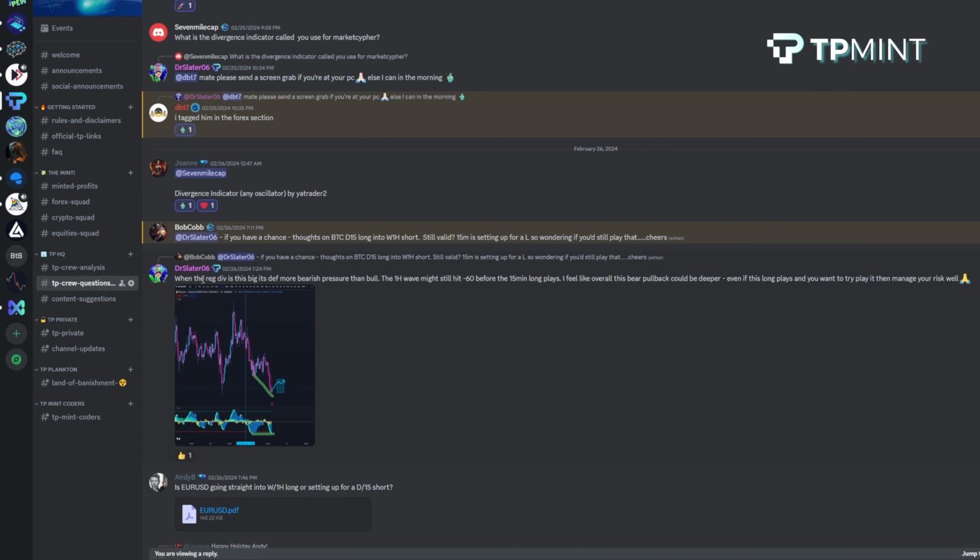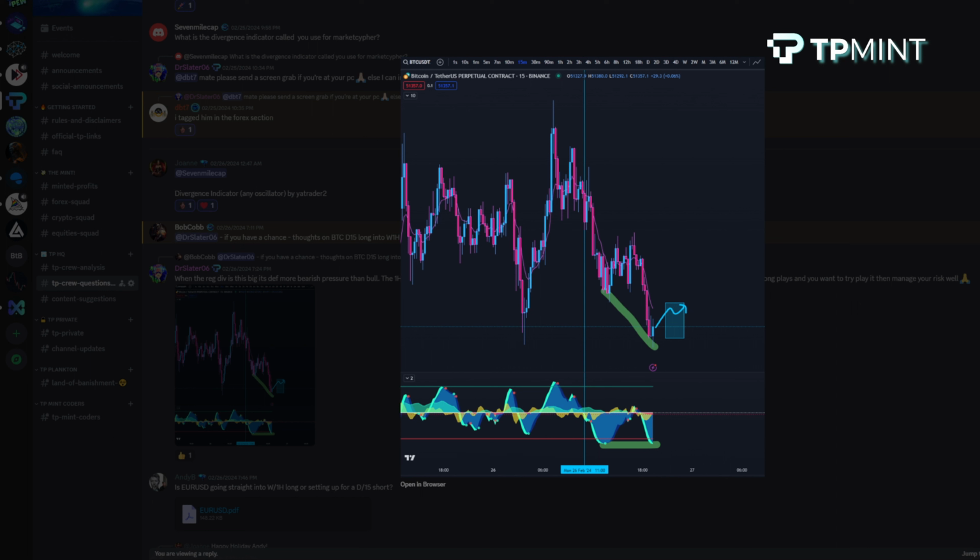So I said the regular divergence is big on this one, and that the 1 hour wave is probably going to hit negative 60 before the 15-minute long plays out. And basically, I'll show you what that looked like on the chart at the time. This was the markup that I sent to Bob Cobb in real time, saying that there would be potentially a divergence D15 long on Bitcoin after the 1 hour wave hit negative 60. And you can see what the perspective of the screen looked like back then.